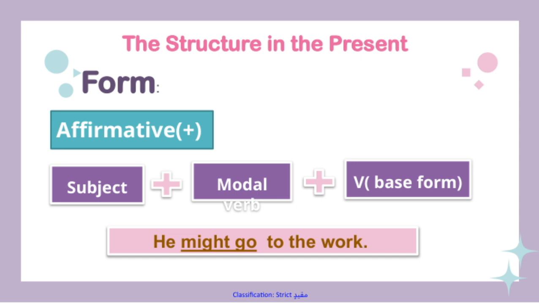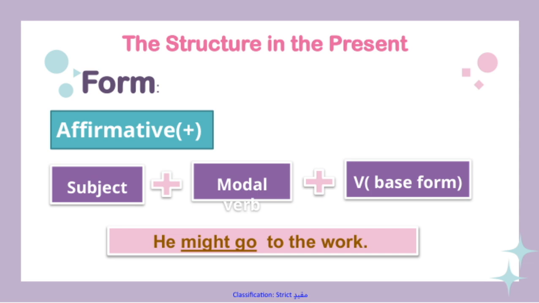This structure is essential because it helps us clearly communicate possibility, ability, obligation, or permission. In this particular example, he might go to the work. We're talking about a potential situation in the present. The structure is affirmative, meaning we're stating it as a possibility rather than a question or negative.